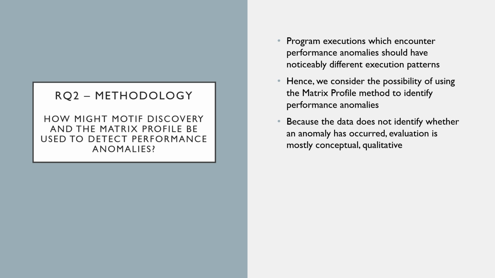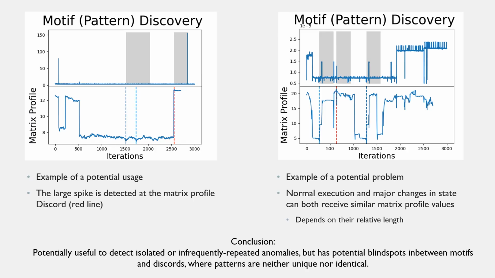The second question is a bit less clear-cut. Though we want to observe if the matrix profile could be used to detect performance anomalies, the data does not give enough information to definitively say whether an anomaly occurs. So the analysis in this case is mostly conceptual and qualitative. As a result, I simply considered patterns which tend to correlate with anomalies, so spikes, for example. For this purpose, discords tend to be more useful, so for example, we see a large spike here notified by the discord, the red line.